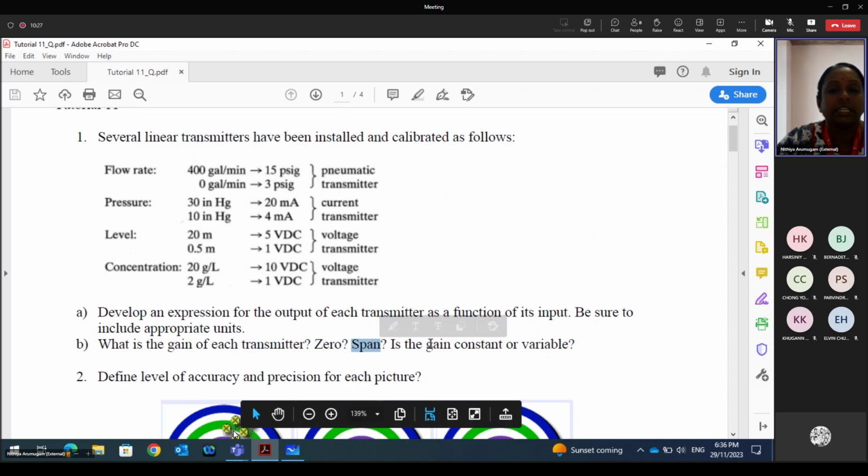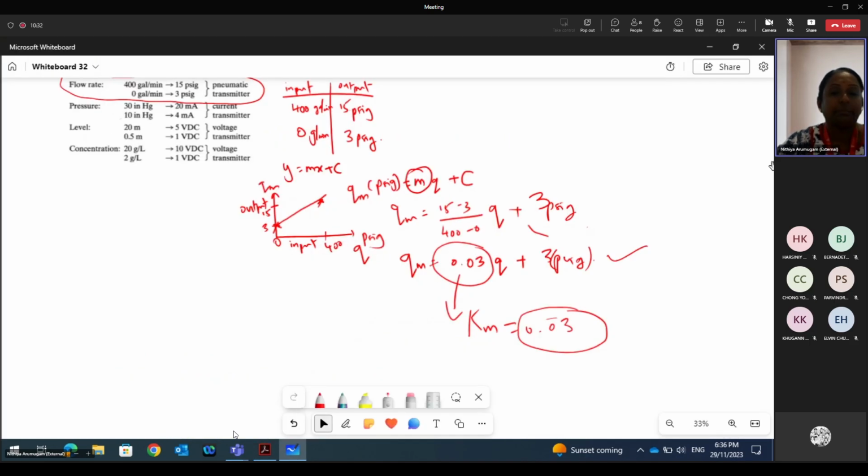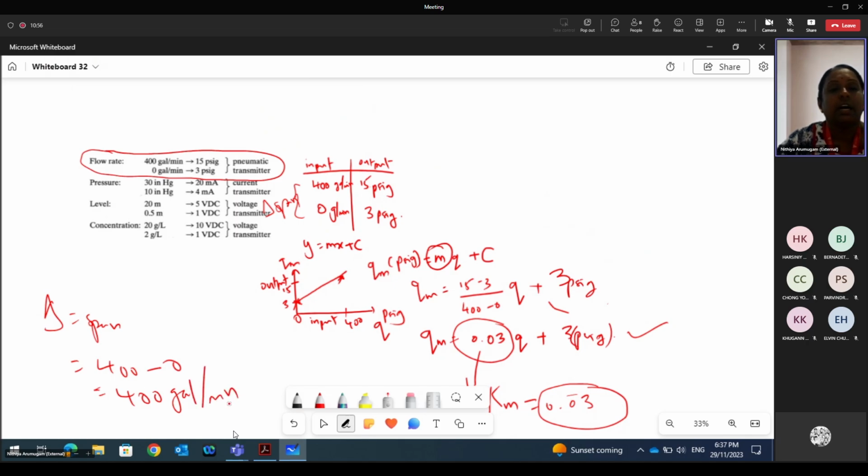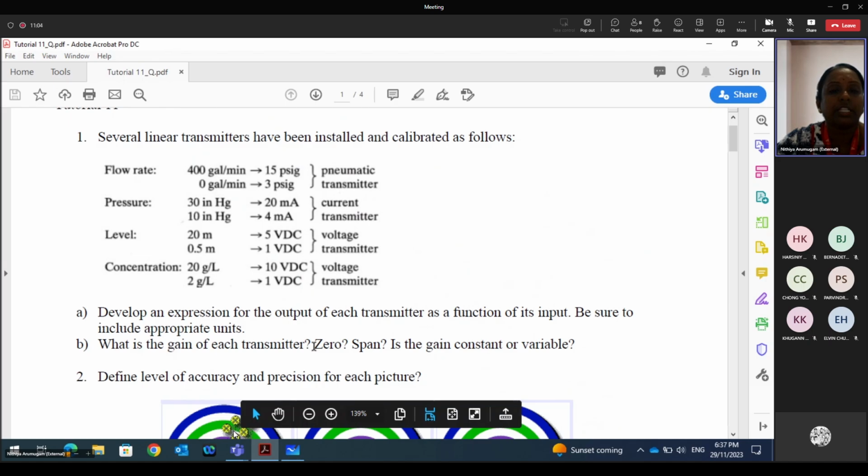Okay, and is the gain constant or variable? So the span here can be calculated by finding the difference between the input. Okay, so this is basically the span. All right. So delta will be the difference, which is 400 minus 0. 400 gallon per minute is the span. Secondly, asking us to find out what is the zero.